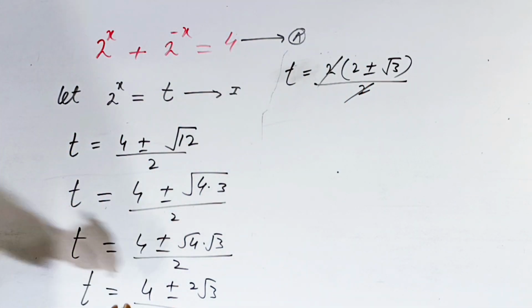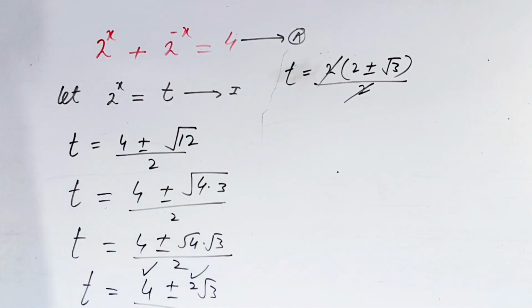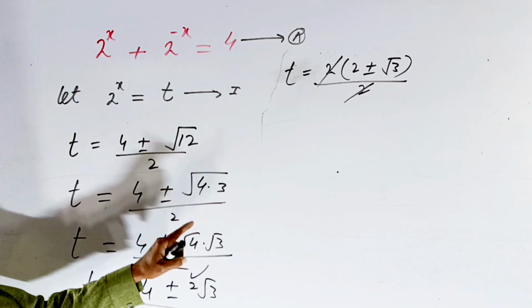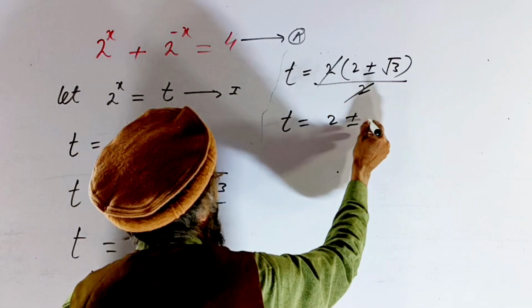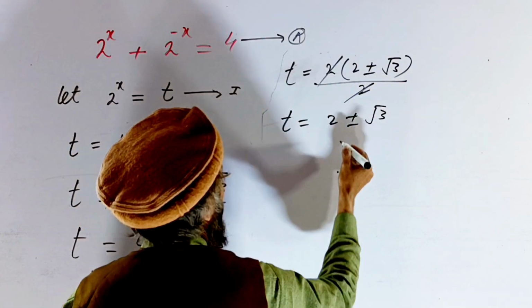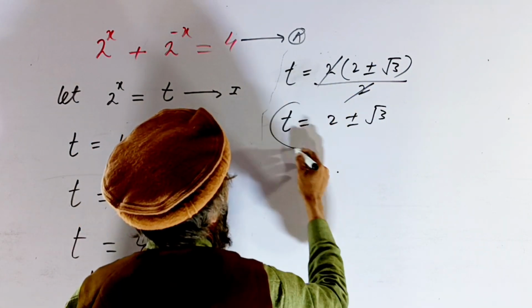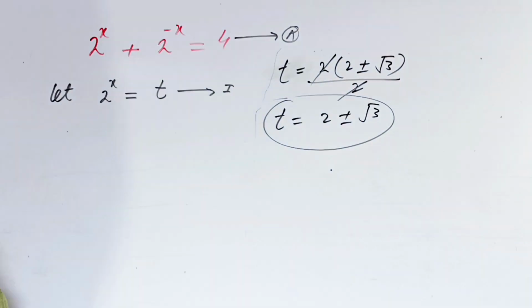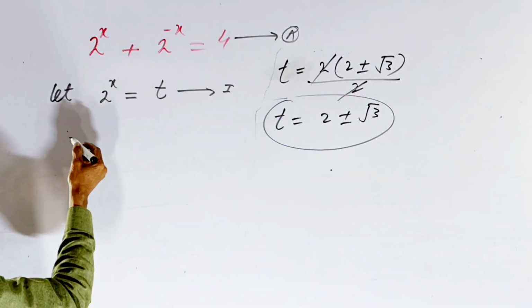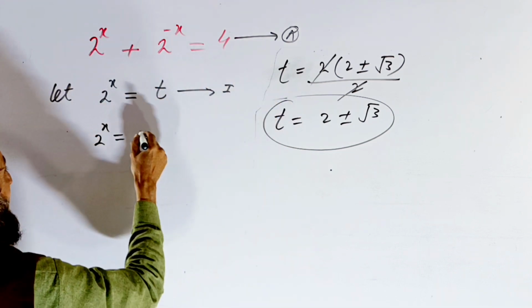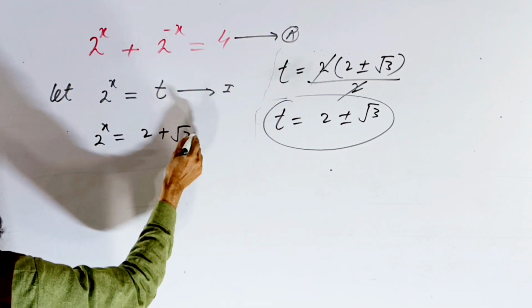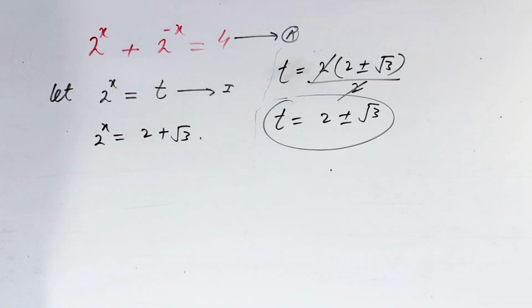Taking 2 common from the terms, 2 multiplied by 2 is 4 and 2 multiplied by 1 is 2. So we get t = 2 ± √3. In equation number 1, 2^x = t, so in place of t we take 2 + √3.